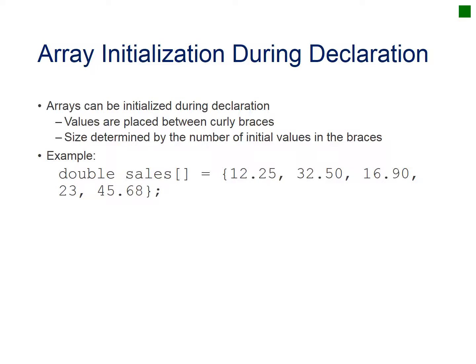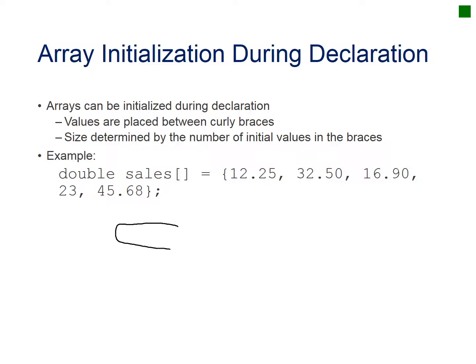Array initialization during declaration. Arrays can be initialized during declaration. Values are placed between curly braces. Size is determined by the number of initial values in the braces. Let's look at an example.